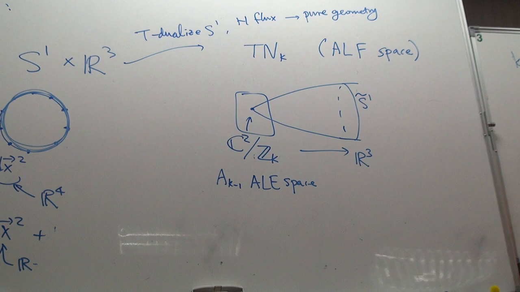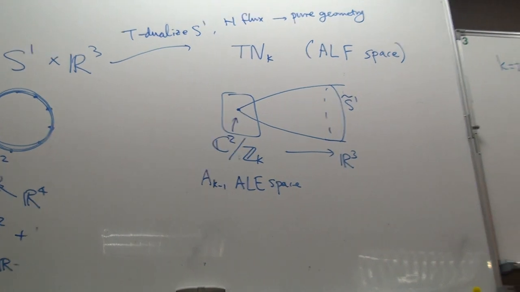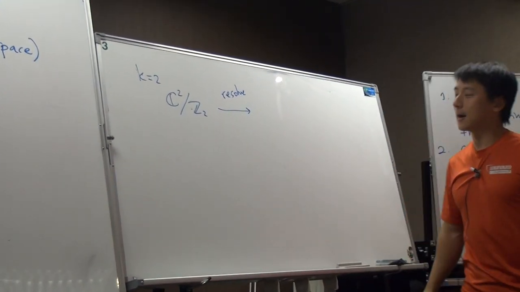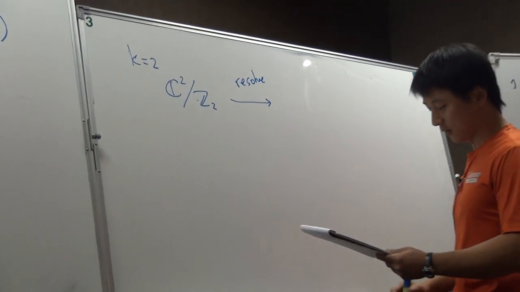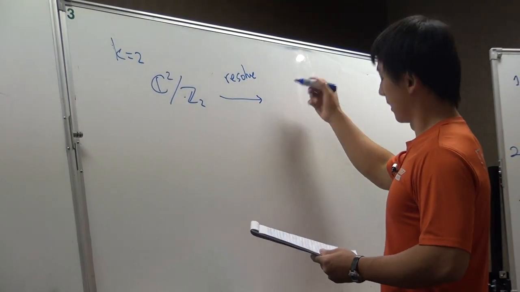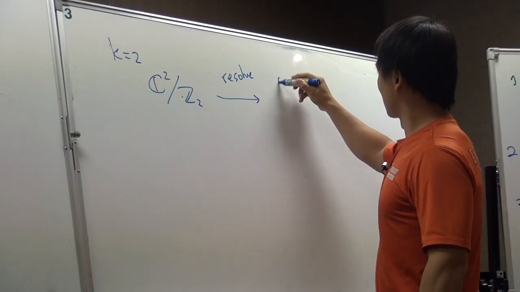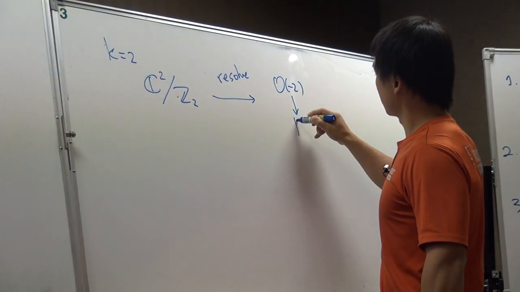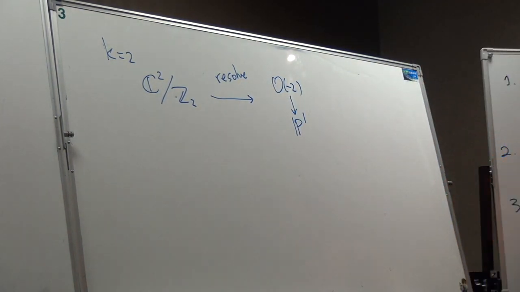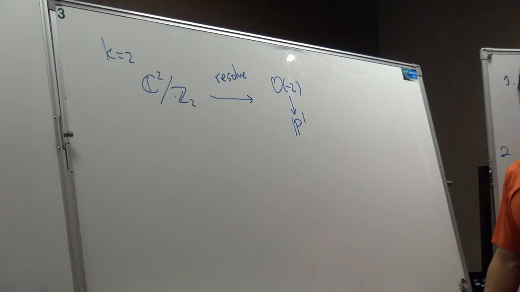So if you look at the orbifold C2 mod Z2, it's just 4-dimensional Euclidean space identified with a reflection in all directions. This you can deform the geometry in a way that preserves all supersymmetries. It will be described by the line bundle O(-2) over P1.